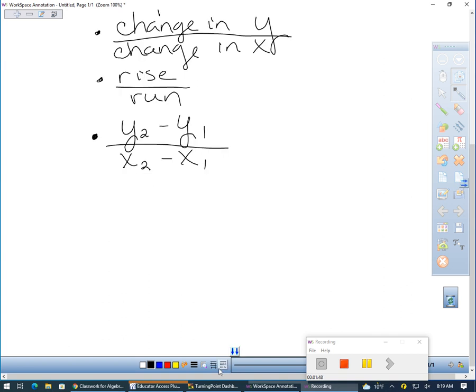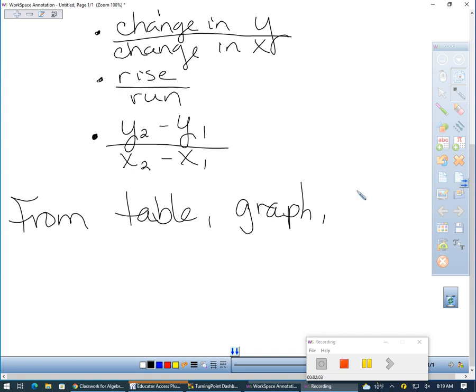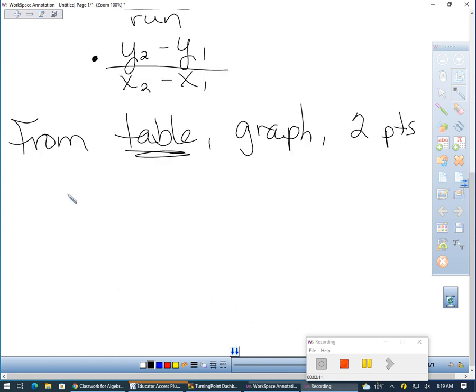So, continuing, we can find slope from many different ways. We can find slope from a table, a graph, and 2 points. So let's start with the table first. To find slope from a table, you have a table. You have your x and y values. You are going to subtract or do loops on each side.